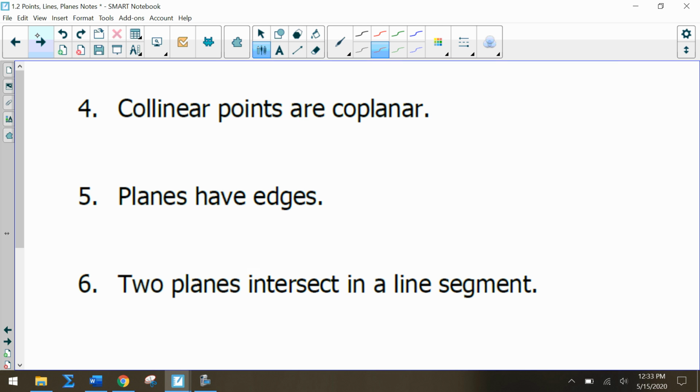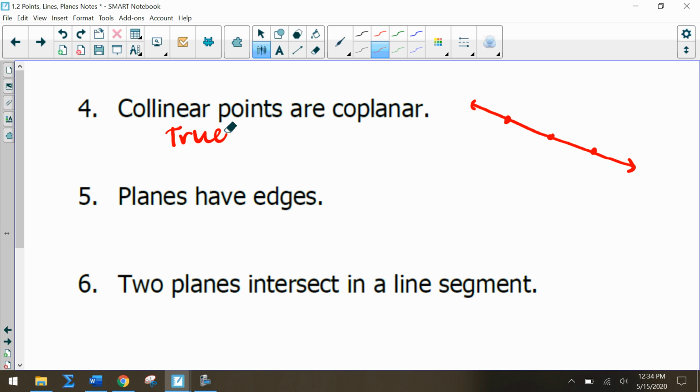Okay, let's pause the video, try out these 3, and then press play to see how you did. Collinear points are coplanar. So if we have collinear points, will all 3 of these points be on the same plane? So if we're looking at these 3 points that are collinear, can they be on the same plane? Yes, true.